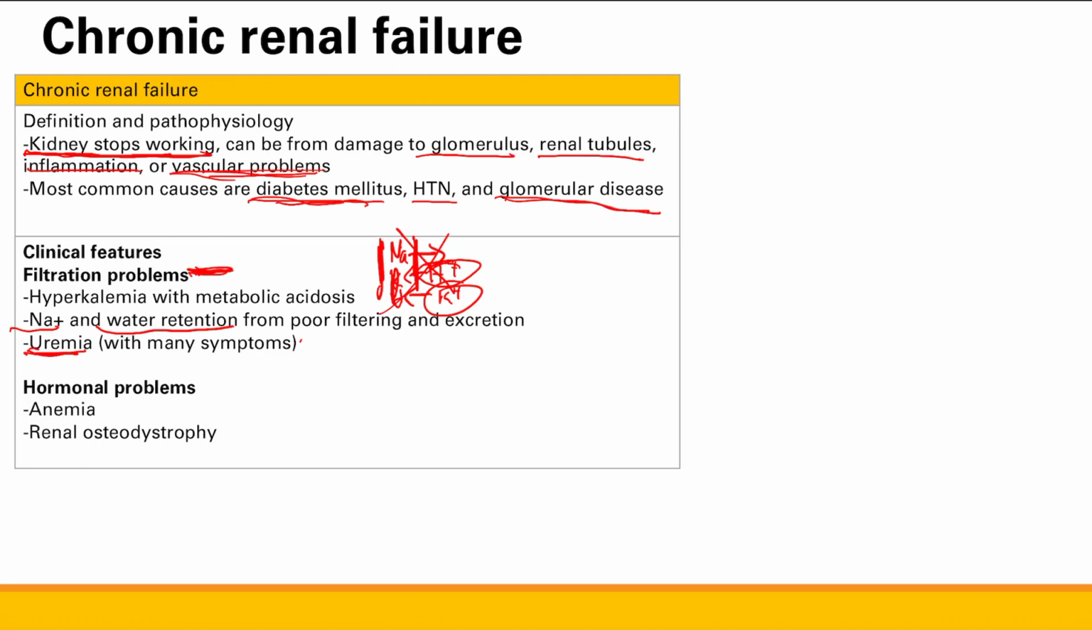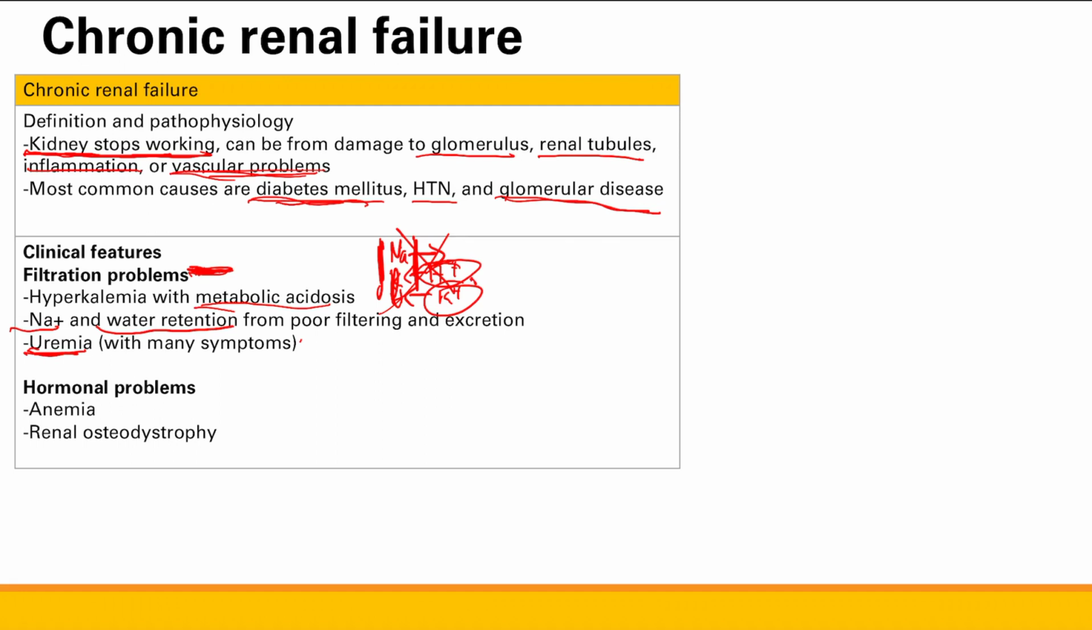So again, decline in function and filtration causes poor filtration of sodium and water, causes this hyperkalemia and metabolic acidosis because you fail to excrete them into the tubules, and then you get buildup of the uremia. Again, you're not filtering out the nitrogenous waste products.